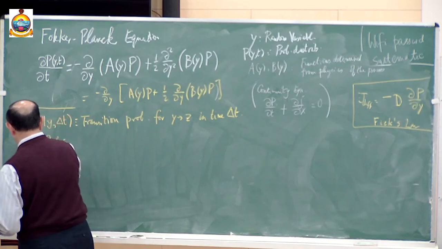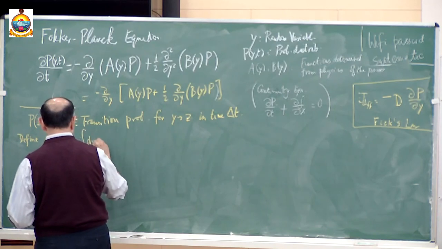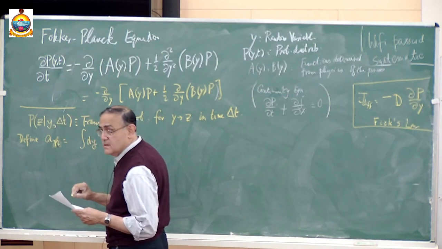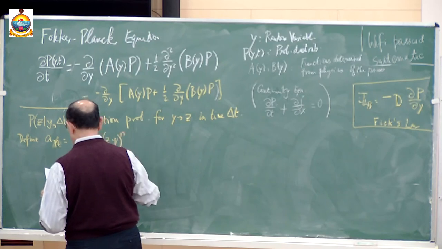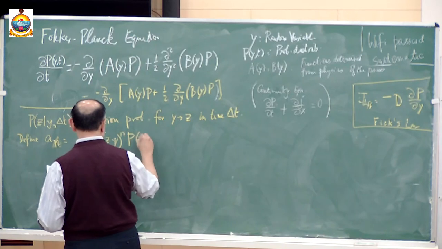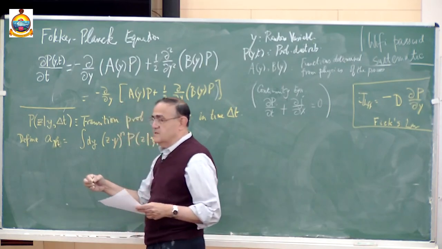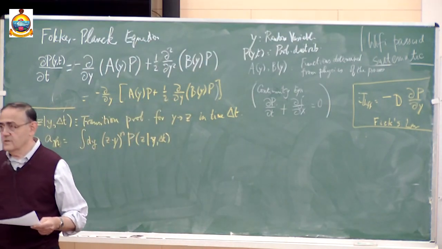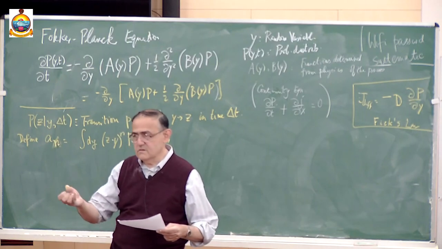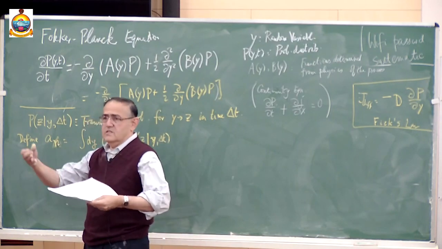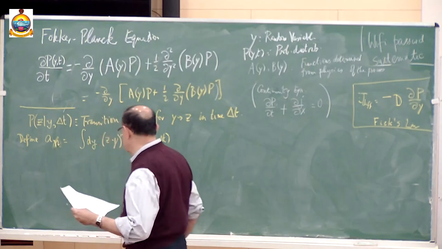Let's define A_n as an integral dy of (z minus y) to the n times this transition probability P_zy(delta t). See, the thing is, in time delta t, you are not sure where you will land. You may land at this y, that y, etc. They will be close to z. So y minus z is a measure of how much you are away. So you ask for the moment. As we have seen, second moments are very useful because they characterize many things.